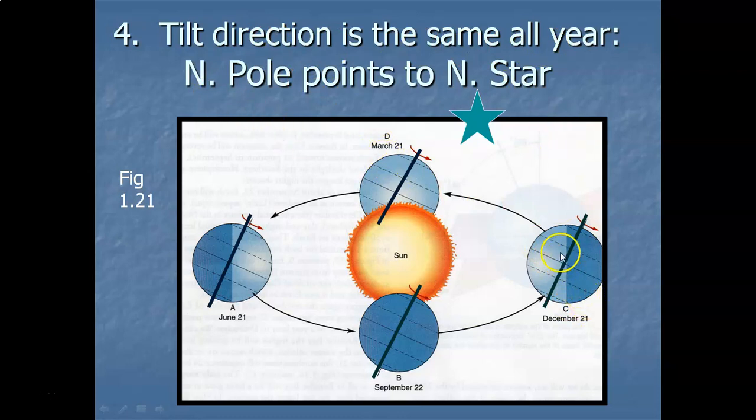Number 4, the tilt direction is the same all year long. So here we've got the Earth stopped at 4 critical positions during the year. The first day of winter, spring, summer, and fall. And this is a basic diagram of a more detailed model that I'm going to be showing you in just a few minutes. But the polar axis doesn't change. It doesn't wobble or move in an opposite direction. The North Pole is always pointing to the North Star, Polaris.